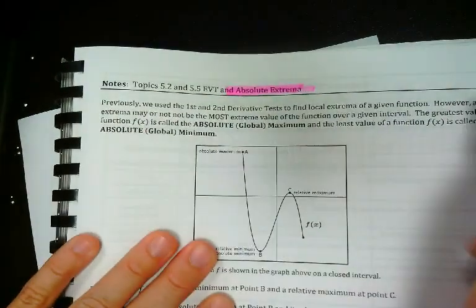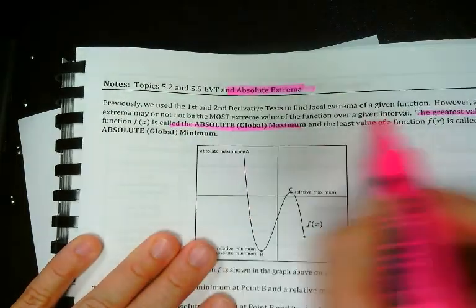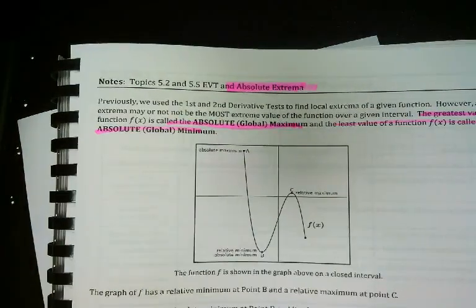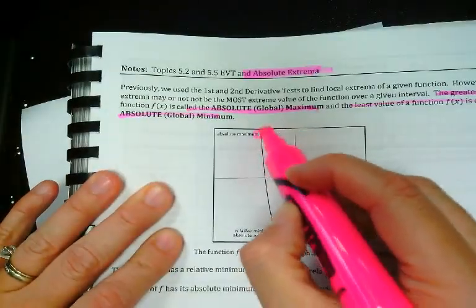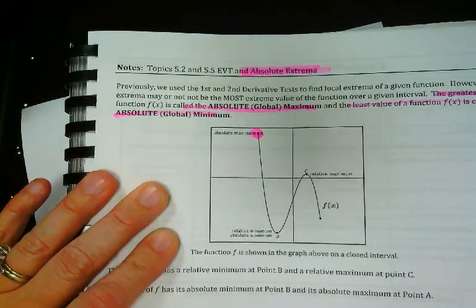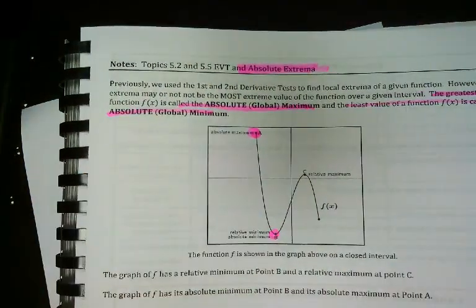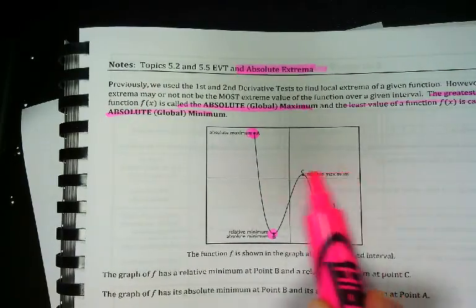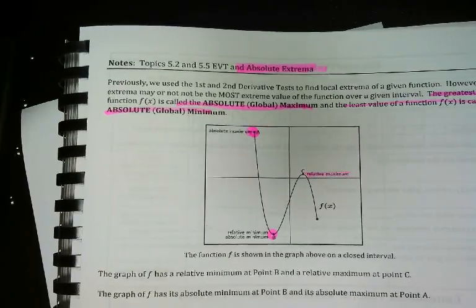And I'm just going to kind of highlight here. We said the greatest value of a function is called the absolute max, and the least value of the function is called the absolute min. So if we look at this graph we have here, the absolute max is the highest point it ever reaches, and the absolute min is the lowest point it ever reaches. And then these other mins and maxes that appear are called relative. So that's what we've been working on for those past 2 days, relative maxes and mins. Okay.